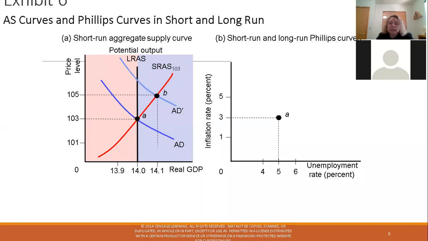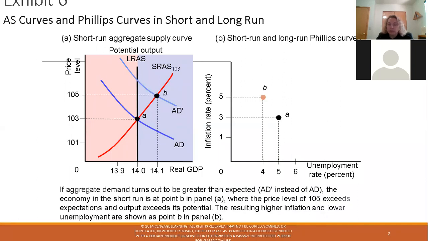So in this case, we ended up with price levels higher than expected. So we have now created, you can see there's an expansionary gap down there now of 0.1 trillion, I have to assume. Okay. And we have ended up with a price level of 105 and unemployment less than the natural rate, right? We're pushing resources to their max here. We're not using them sustainably.